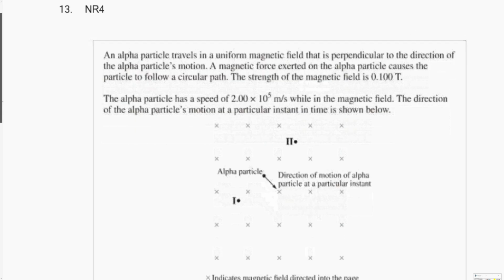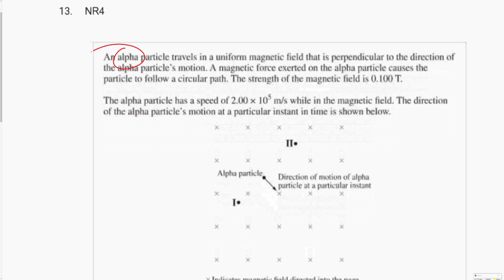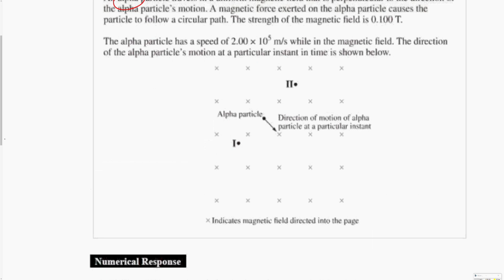Alpha particle. This feels like a magnetic field problem, so right hand, perpendicular, we're good there. We want to find the radius of the circular path. We just derived an equation for radius. It's mv over qB. But make sure you use the mass and the charge of the alpha particle.